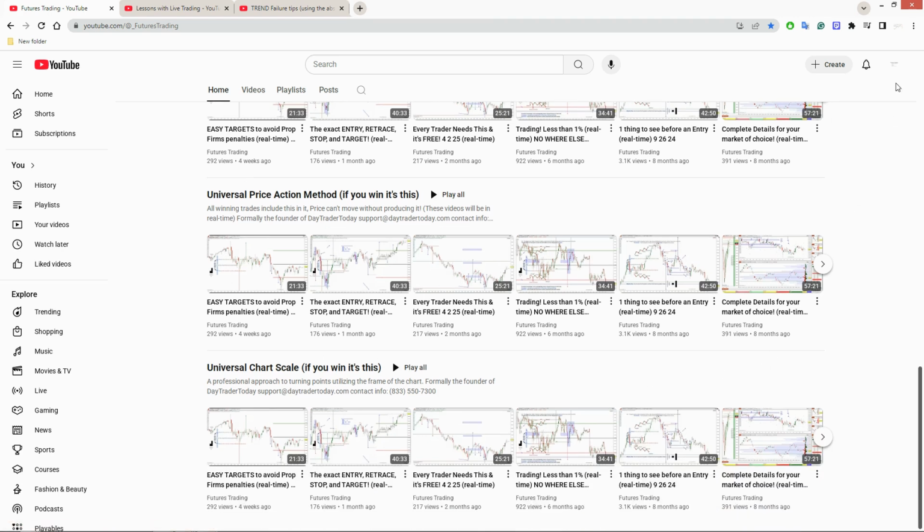The universal chart scale. So I teach you how to read that hard right edge so you don't have to look left. You can know where the market is going to turn.